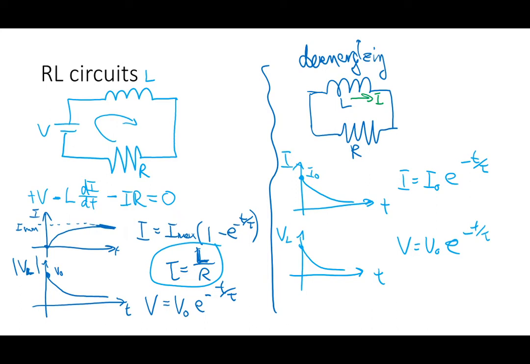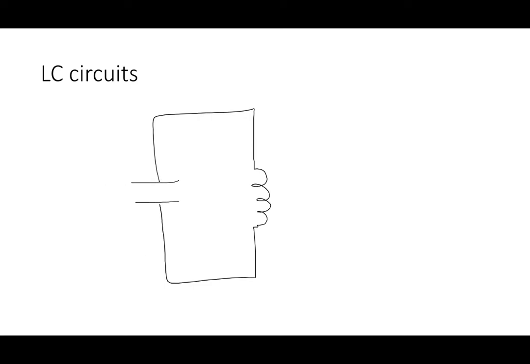So that's how you deal with RL circuits. Very, very similar to RC circuits, just picking the right form. Then the next question is, I guess, what happens when you connect an inductor with a capacitor? And we call these LC circuits.